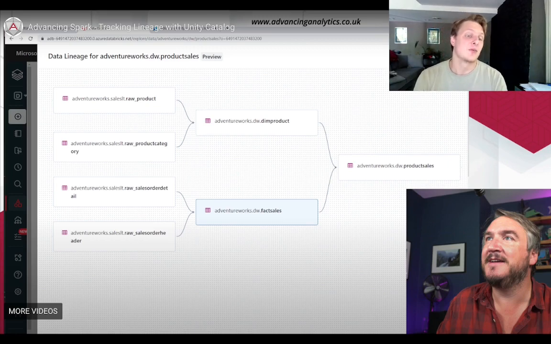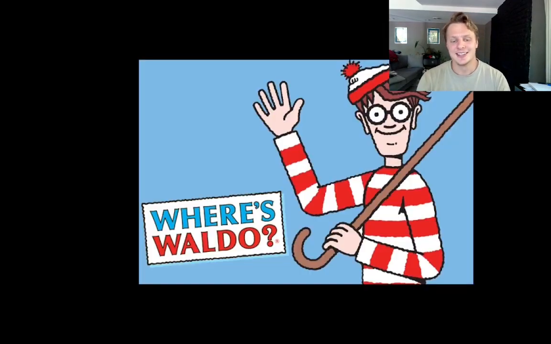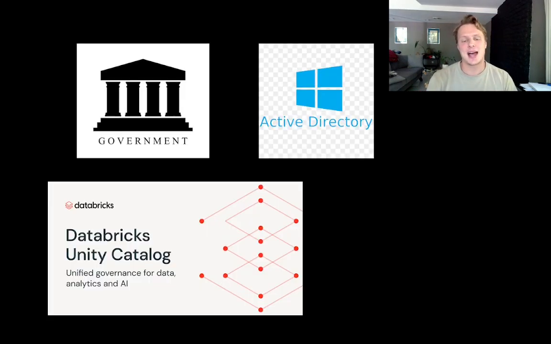This is kind of what Unity Catalog looks like. You can see where the data is coming from in here. You can also search, where is your data? Where's Waldo? You can find your data through a large amount of data. You can search it through Unity Catalog, similar to what you would have done with Hive in the past.